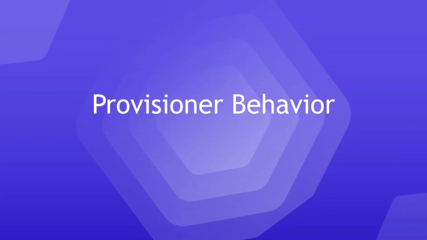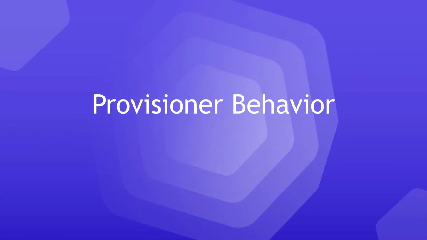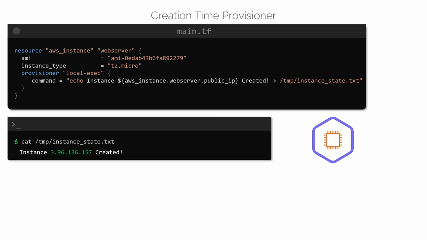In this lecture, we will see the different ways we can use provisioners in Terraform. In the previous lecture, the remote exec and the local exec provisioners we used run tasks when a resource is created. This is the default behavior and is known as the creation time provisioner. Let us use the same example of the local exec provisioner that we used in the previous lecture. When applied, the provisioner will record the public IP address of the web server on the local machine.